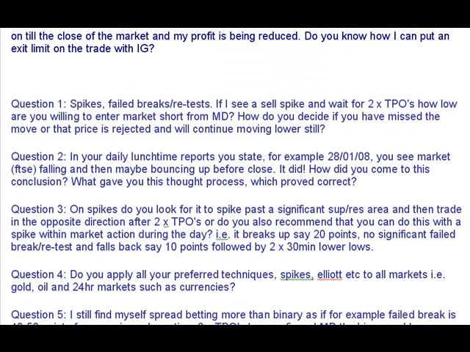Right, we're on to the next set of questions. Question 1. Spikes, failed breaks, retests. If I see a sell spike and wait for 2 TPOs, TPOs are time price opportunities. This is explained in my book, The Way to Trade. It's a market profile term. If I see a sell spike and wait for 2 TPOs, how low are you willing to enter the market short from minus development? How do you decide if you've missed the move or that price is rejected and will continue to move still lower?